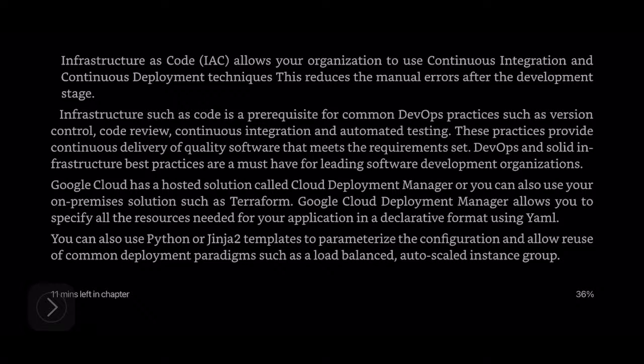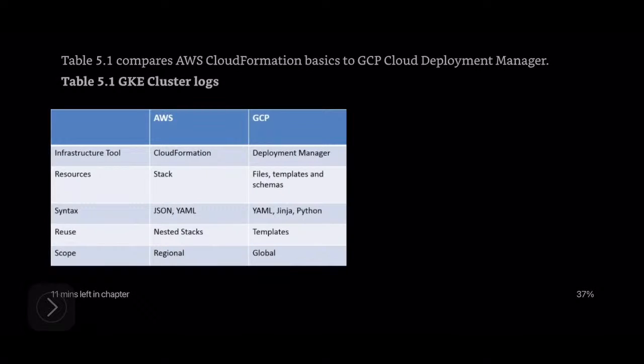Google Cloud Deployment Manager allows you to specify all the resources needed for your application in a declarative format using YAML. You can also use Python or Jinja 2 templates to parameterize the configuration and allow reuse of common deployment paradigms such as a load-balanced, auto-scaled instance group. Table 5.1 compares AWS CloudFormation basics to GCP Cloud Deployment Manager.